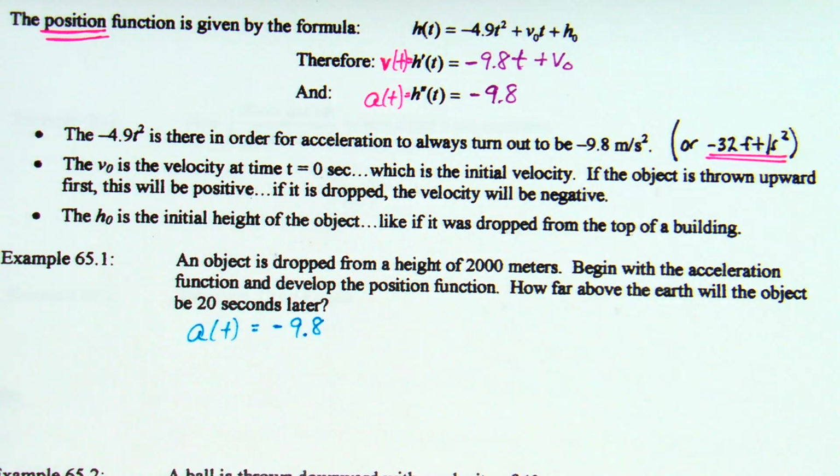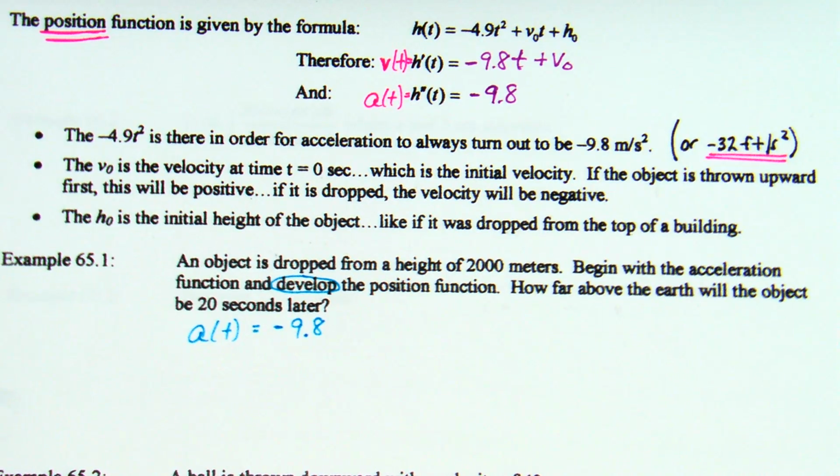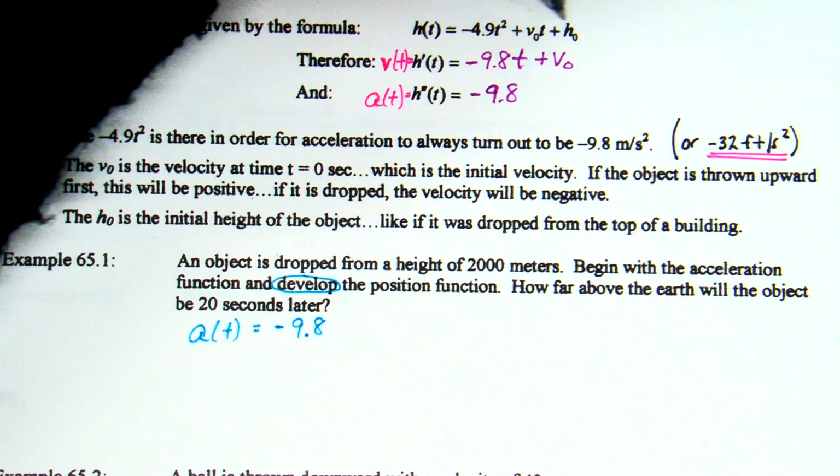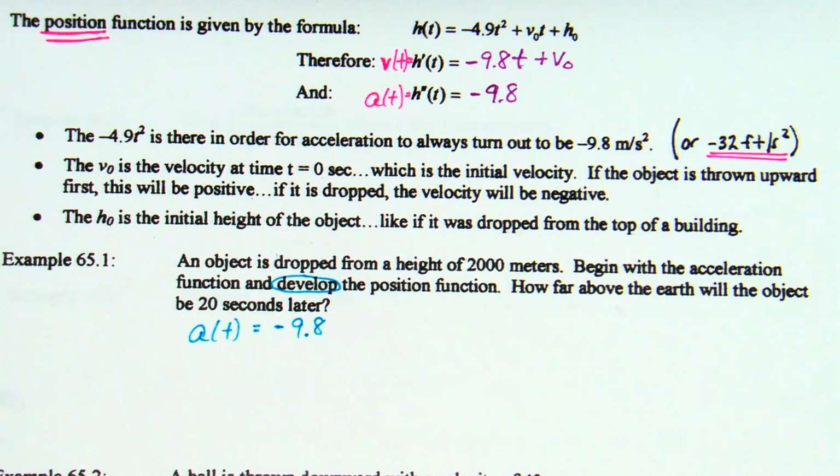Now, what did they say? They did say develop the position function, didn't they? Okay, I gotta be a little nitpicky when they say develop the position function. Because if they don't use the word develop, we could technically just take this formula right here, pick our initial height, our initial velocity, plug that information in, and go with it. If they say develop, you want to be careful that you can show how you got those numbers. Does that make sense?